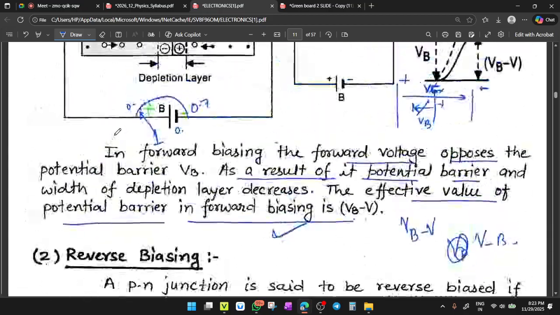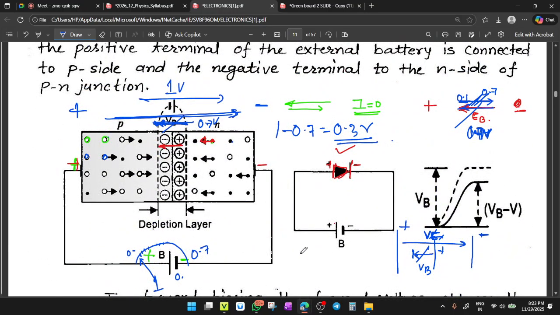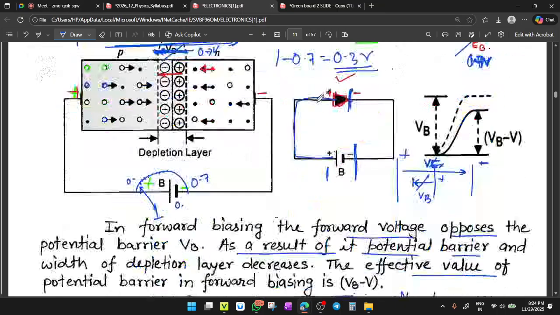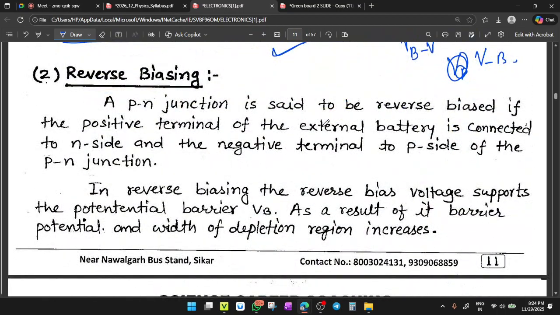In forward biasing, we have seen that you connect the positive terminal of the battery with the P plate and the negative terminal of the battery with the N plate. But now just make the opposite connections. Connect P with the minus and connect N with the plus. Make it just opposite.